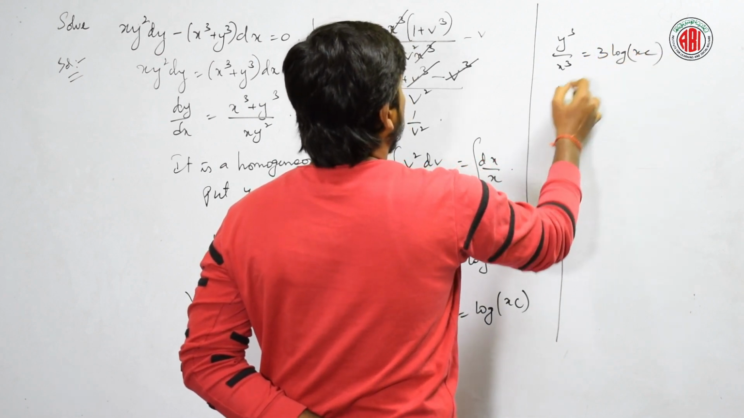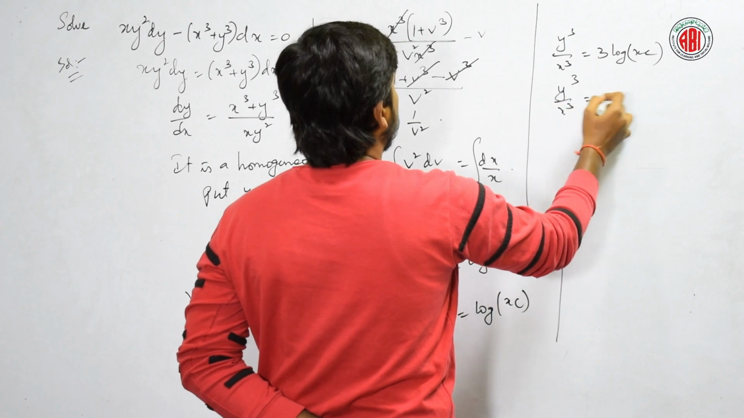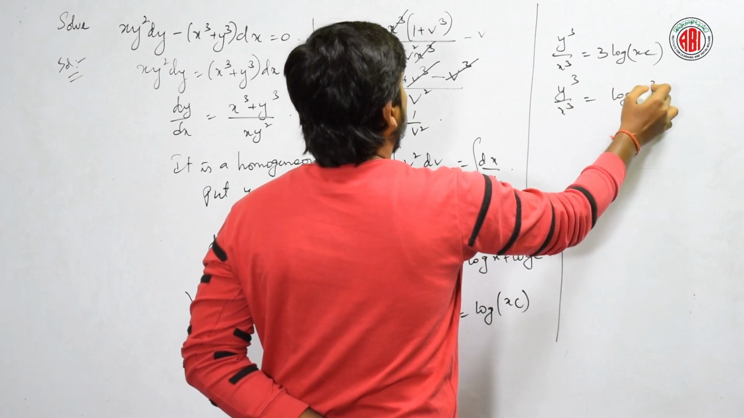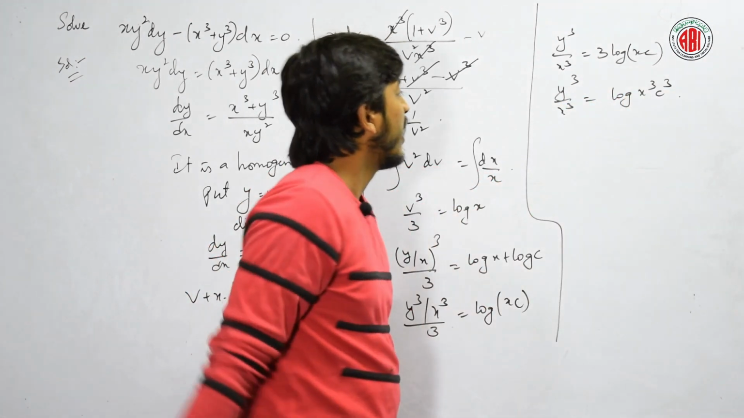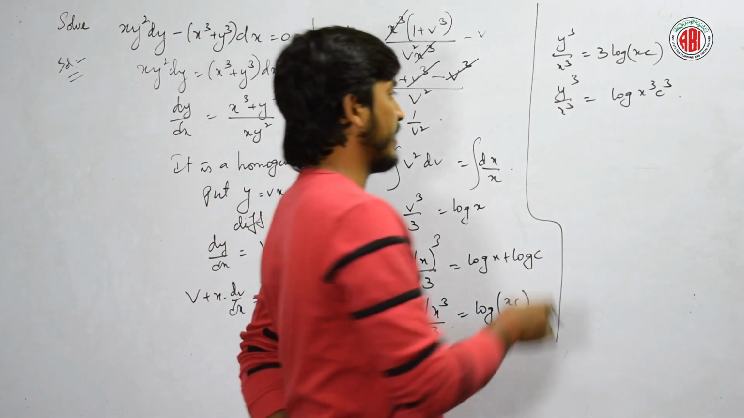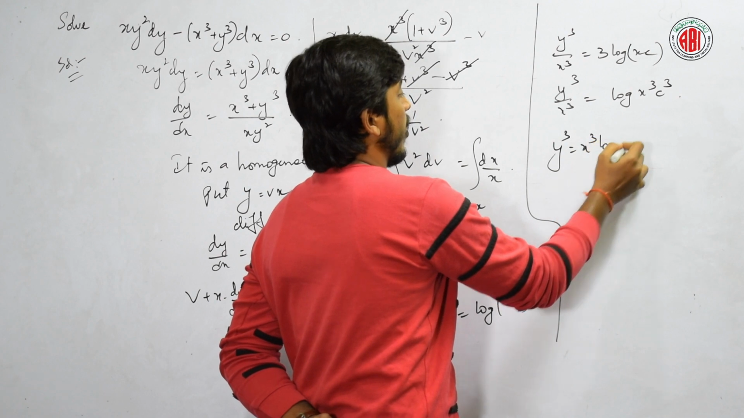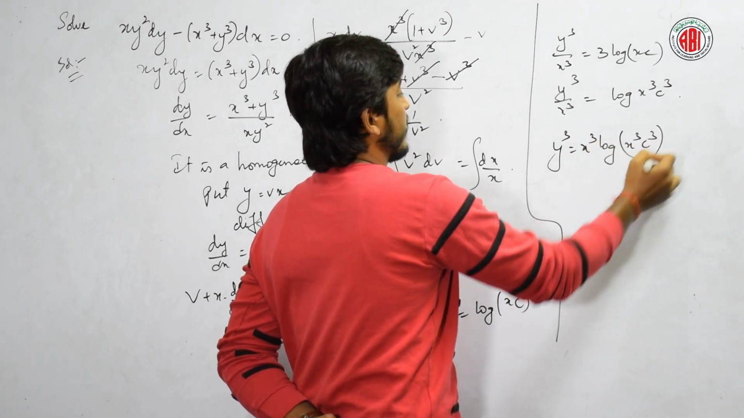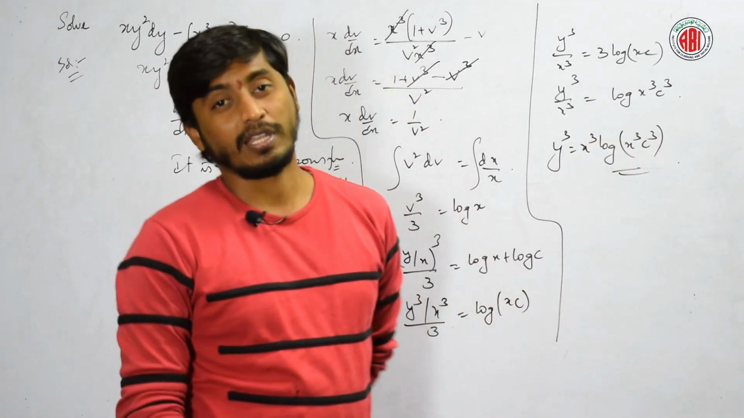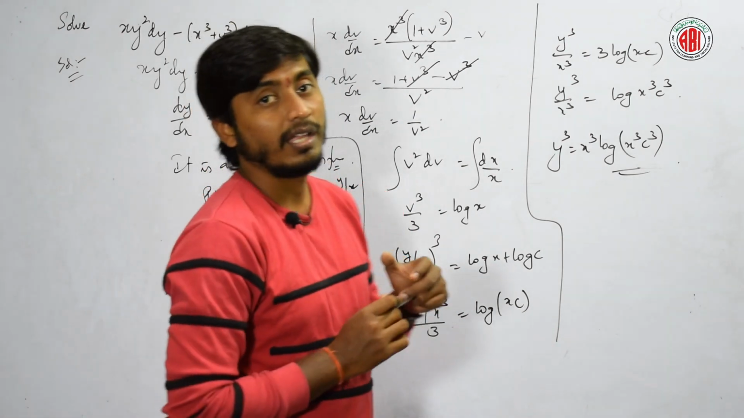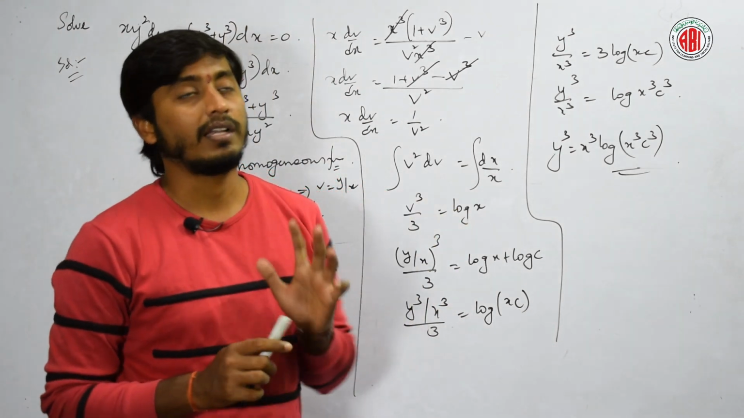So this will be y cube by x cube is equal to log x cube c cube. If you want to simplify, you can send this e that side, or else simply y cube is equal to x cube log x cube c cube. It's fine, it's more than enough. Is it okay? This is how we will solve our simple differential equation.